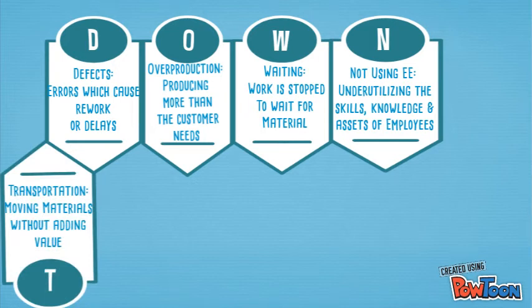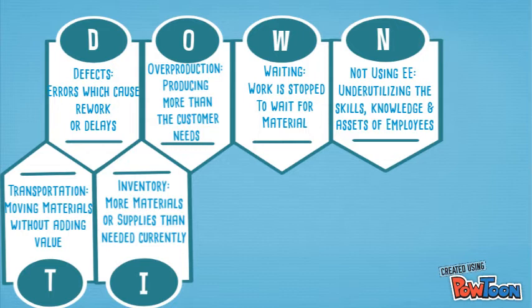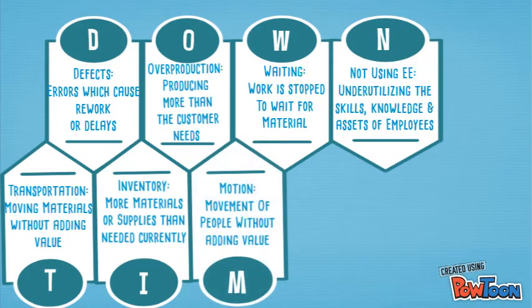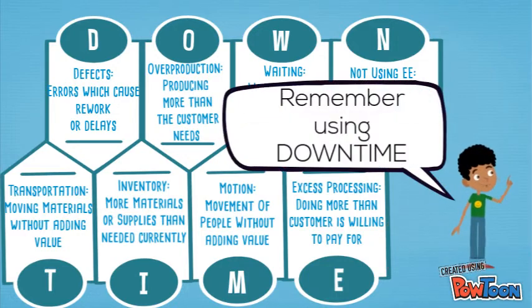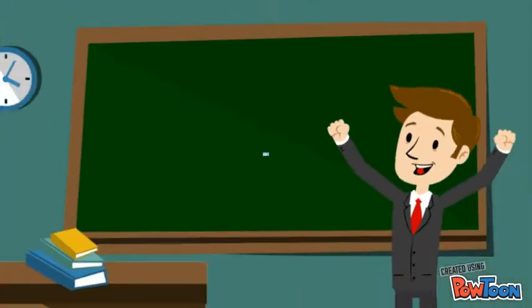Transportation, moving of materials without adding value. Inventory, more materials or supplies than needed currently. Motion, movement of people without adding value. Excess processing, doing more than the customer is willing to pay for. These can be remembered as downtime.